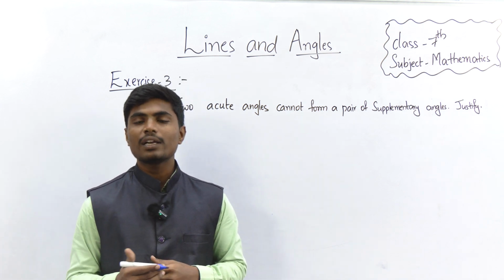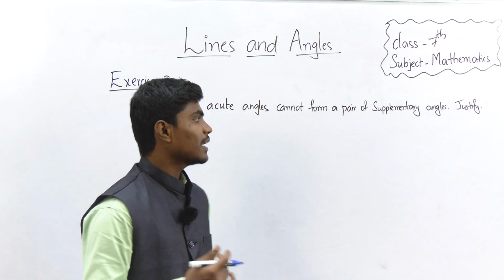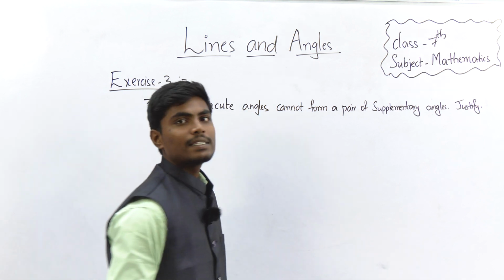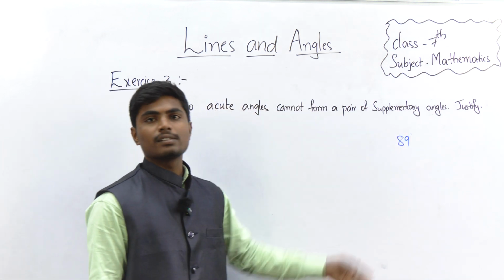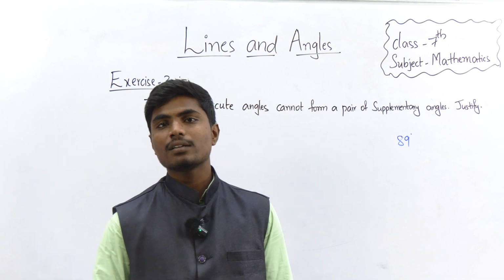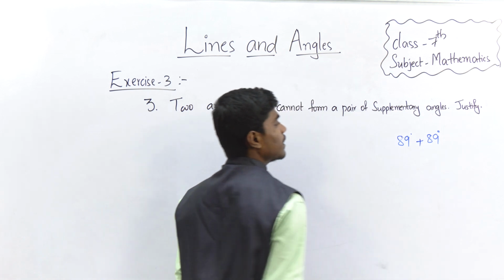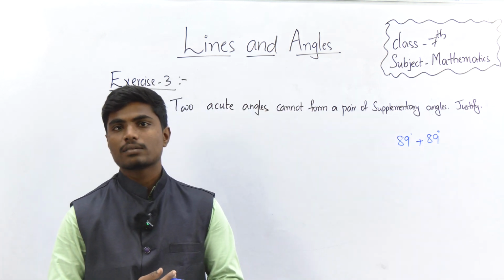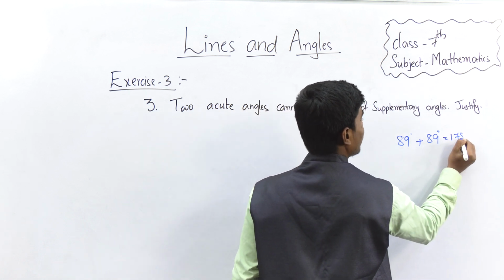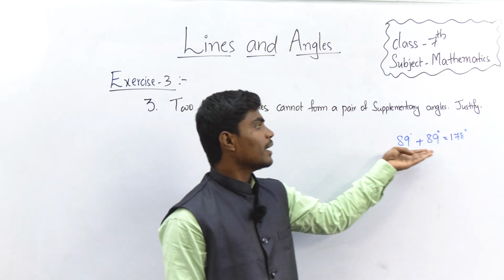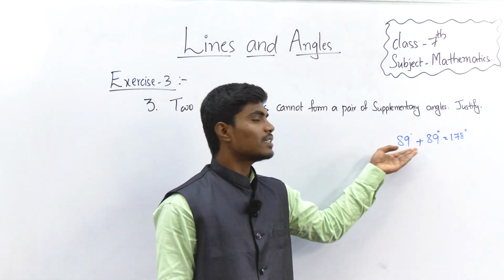See, what is an acute angle? An acute angle is an angle which is less than 90 degrees. Let's take an acute angle, 89 degrees, which is 1 degree less than 90 degrees. Plus, let's take again 89 degrees. These two are acute angles. Now 89 plus 89 is equal to 178 degrees. So this is the greatest acute angle.